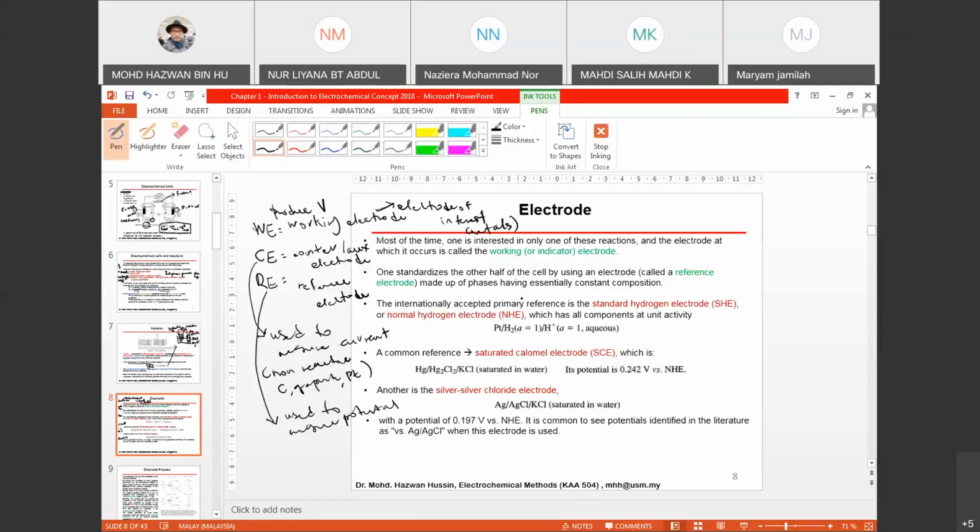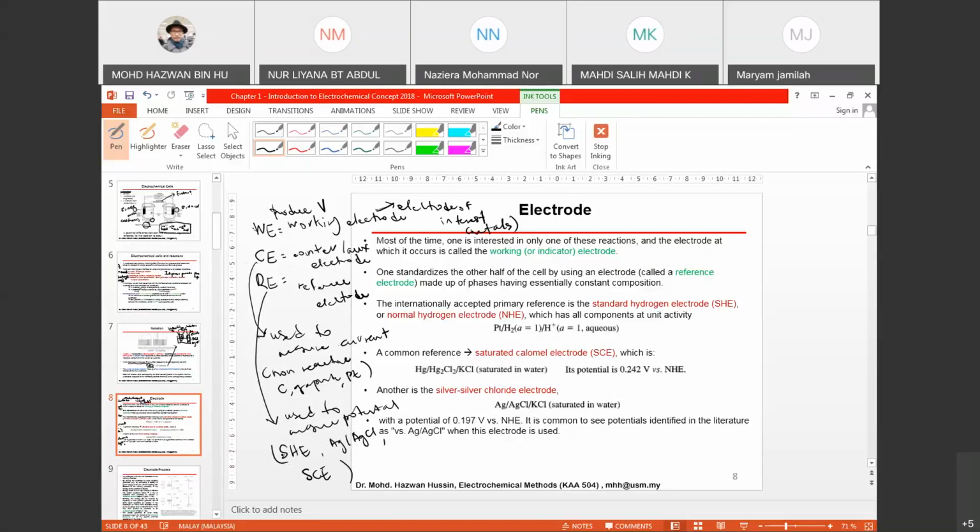Okay, so that is why over here you'll see that for reference electrode you have different types of electrode. You have standard hydrogen electrode, SHE. You also have normal hydrogen electrode, NHE, or, I think the most common one, silver chloride, AgCl, and saturated calomel electrodes. So these are a few examples of reference electrodes used.